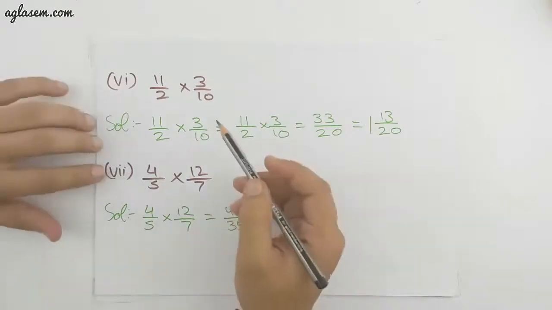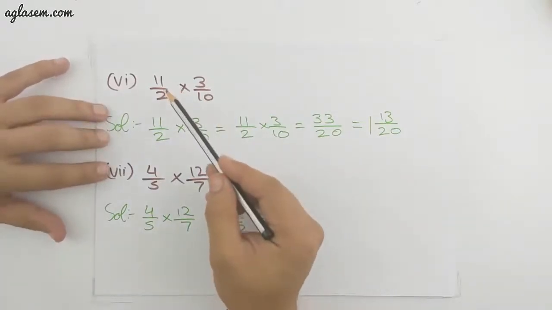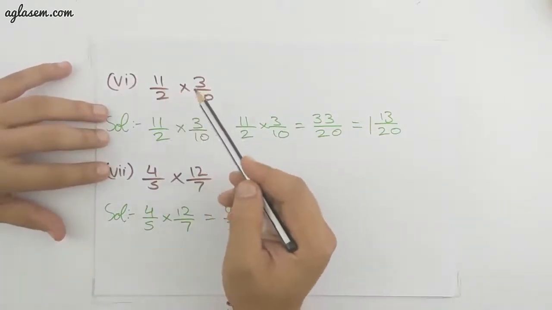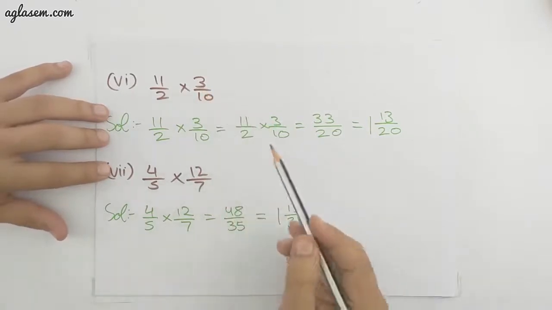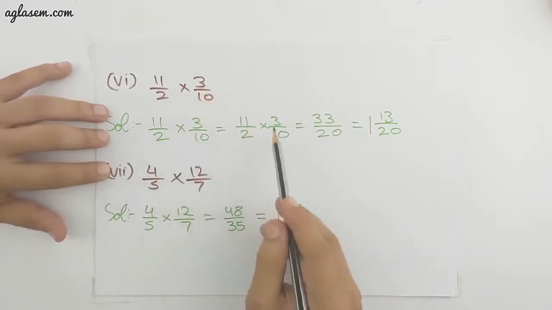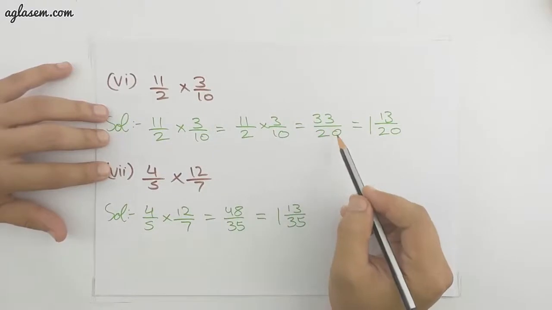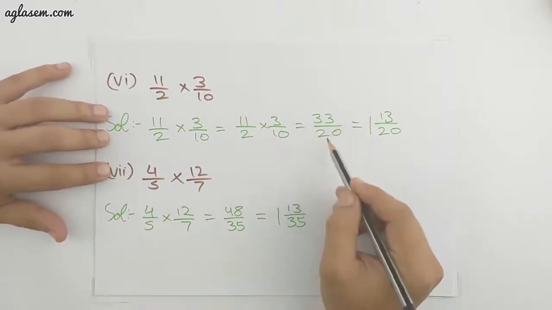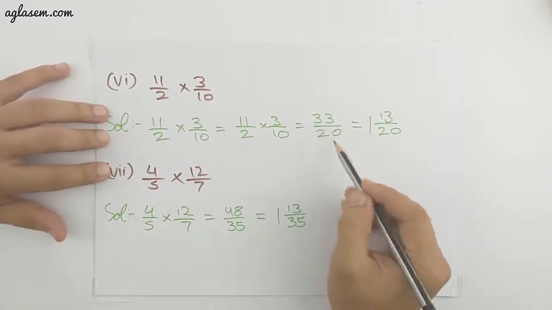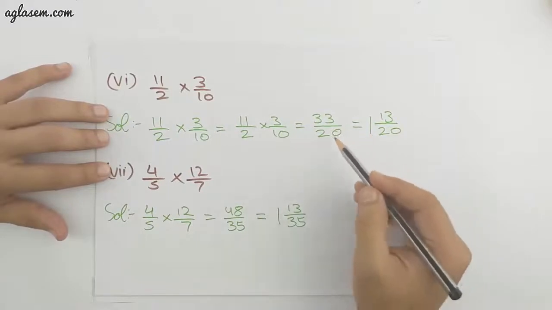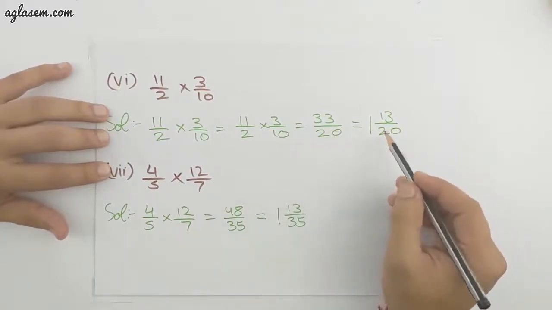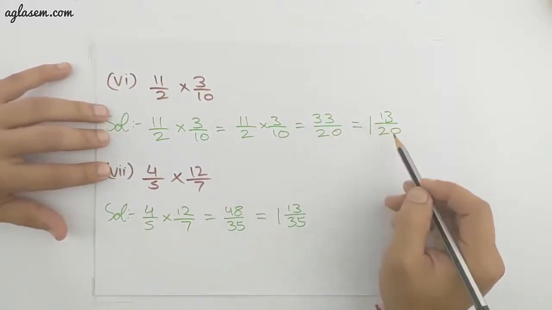Moving to the sixth part of the question. In this we have to multiply 11 by 2 with 3 by 10. So if we multiply 11 by 2 with 3 by 10, we will get 33 upon 20. 20 is smaller than 33, so it is an improper fraction. We have to change it into mixed fraction, and the mixed fraction will be 1 whole 13 by 20.